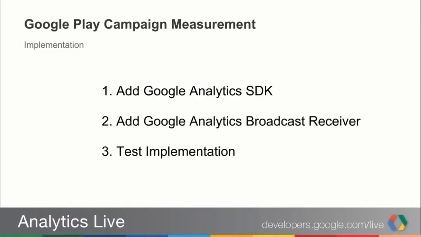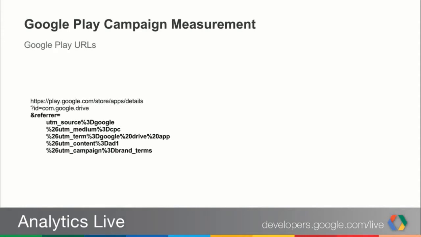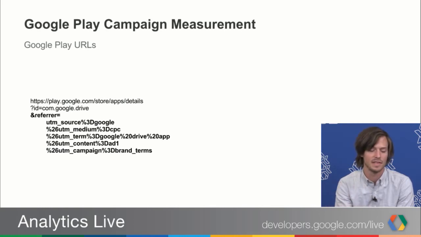So that's the first 3 steps. So you've implemented the Analytics SDK, you've added the broadcast receiver, you've tested the implementation, so hopefully everything looks good there. And then the last step is just to generate those Google Play URLs. And this is really easy to do. Again, the format is basically, it's going to be the link to your app's Google Play Store page. So it's Google Play Store, and then you have this id equals your package name. And then you're going to have this referrer parameter. And the value of that referrer parameter is going to be a URL encoded campaign parameter string. So a string of these utm_source equals whatever, utm_medium equals test medium, etc., all separated by ampersands.